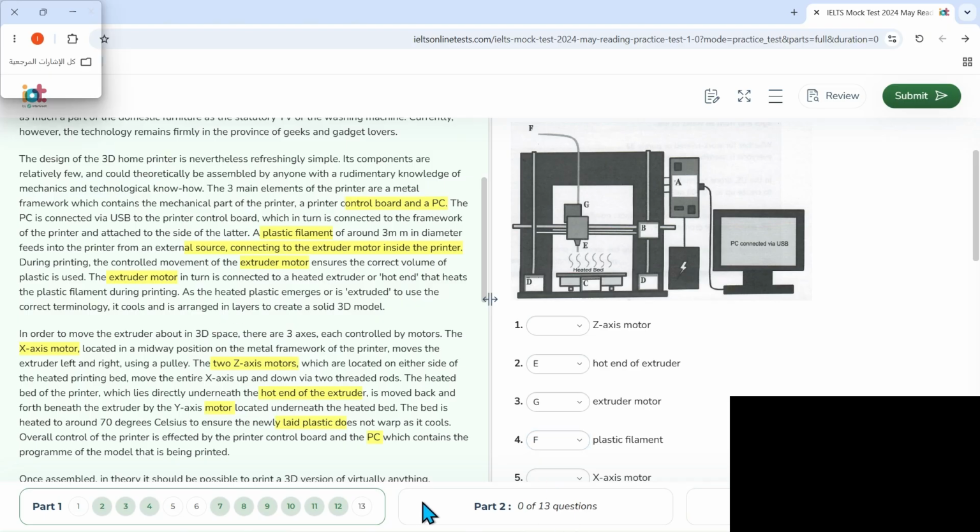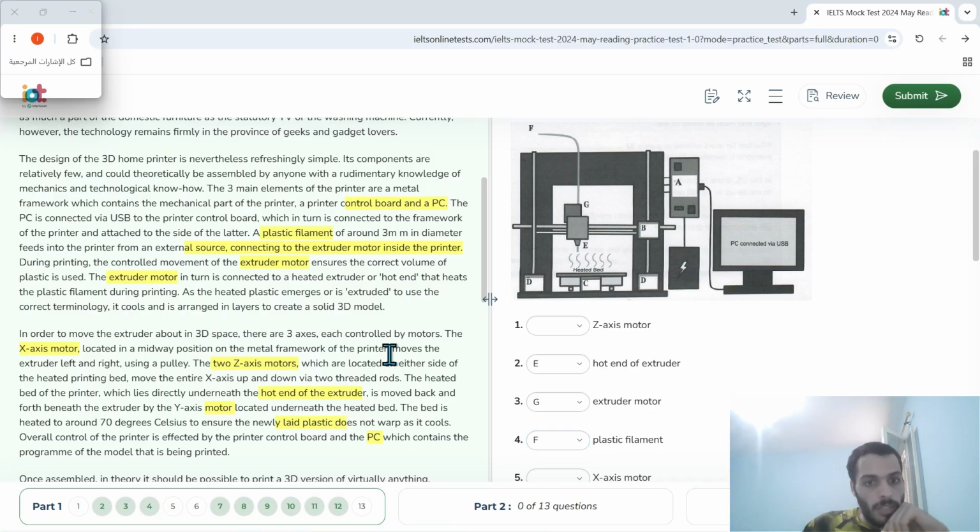As the heated plastic emerges, it is extruded, arranging layers to create a solid 3D model. In order to move the extruder about in 3D space, there are three axes, each controlled by motors. The X-axis motor is located in the midway position. This is B, in the midway position.